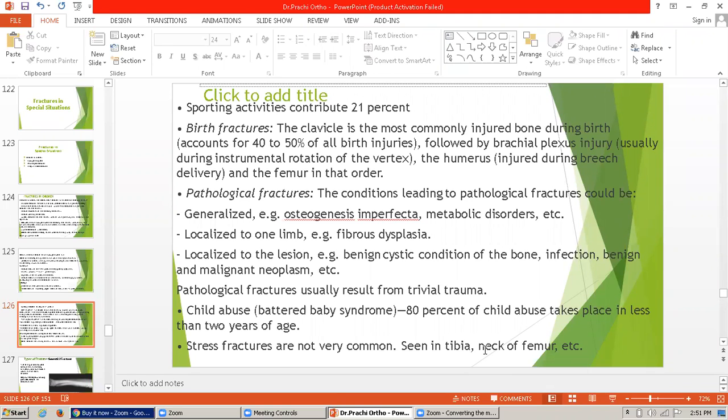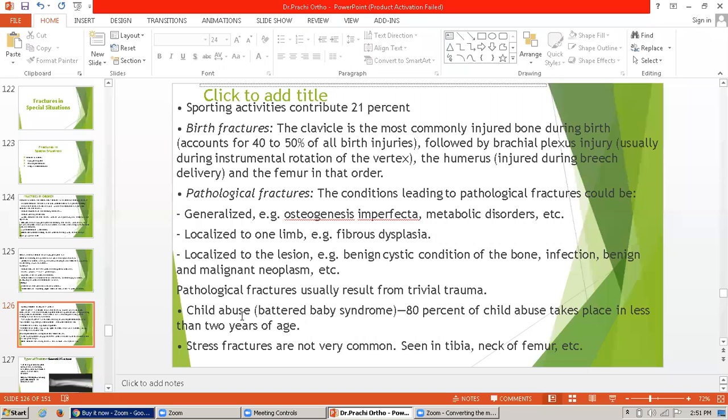So pathological fracture is also an important entity in the fracture. It is generalized, seen in a metabolic disorder, in osteogenesis imperfecta. And when it is localized to one limb, then it is in fibrous dysplasia. And it is localized to the lesion, that is in infection, in benign malignant neoplasm or in a benign cystic condition of the bone, and pathological fracture usually results from trivial trauma, that is, after trivial trauma.